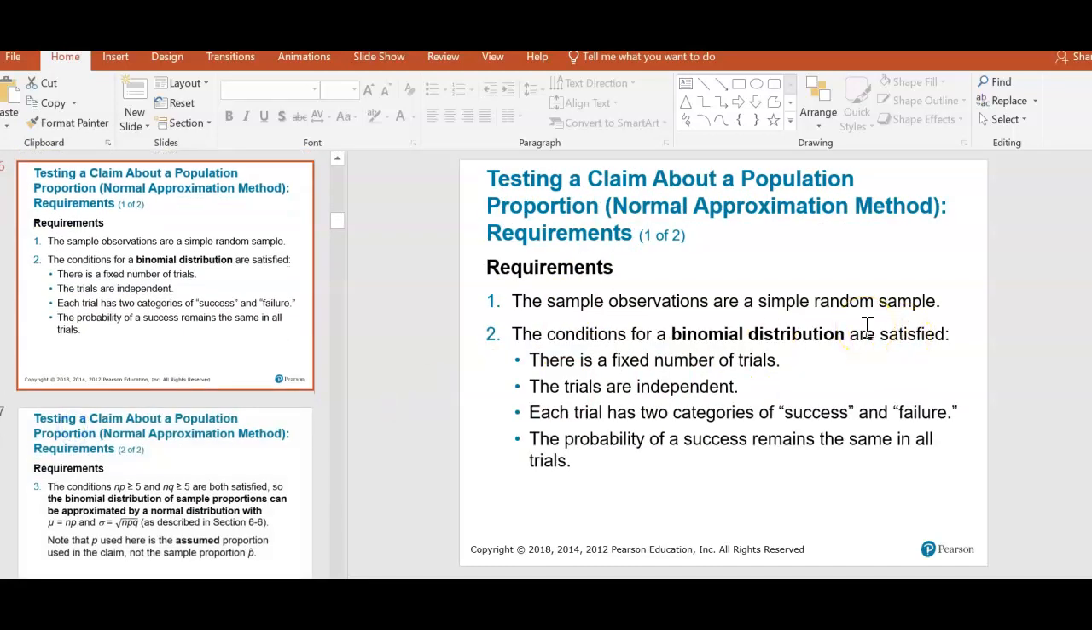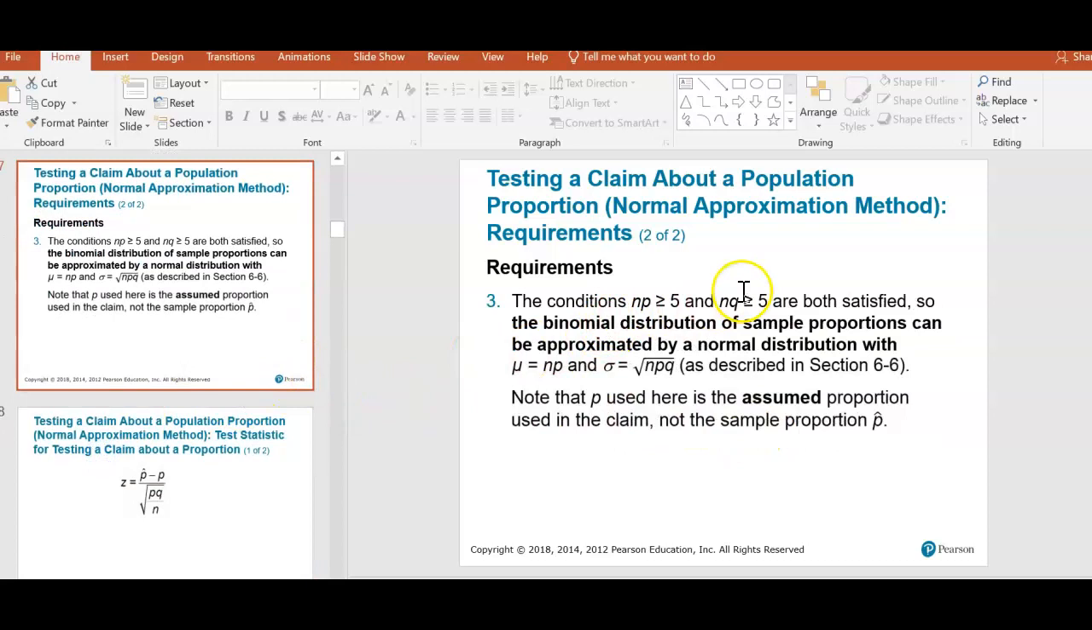Some requirements: you have to have a random sample. You have to have a fixed number of trials in your distribution. The trials have to be independent. Each trial must be either a success or a failure, and the probability of success has to remain the same in all the trials. And then to be able to use this normal approximation method, n times p and n times q both have to be greater than or equal to 5. And then we have mu is np and sigma is the square root of npq that we did back in section 6.6.